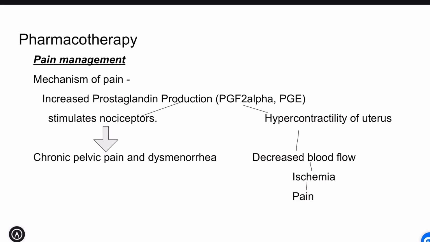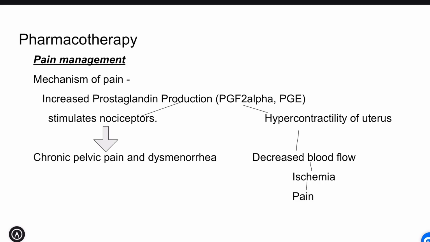Now let's dive into pharmacotherapy finally. Because I said that there is chronic pelvic pain and dysmenorrhea, these are extremely painful conditions. So pain management is very important. First of all, we have to look for pain management. But why does pain occur in endometriosis? It is because there is increased prostaglandin production. Why is prostaglandin production increased? Because the endometrial cells of the ectopic endometrial tissue secrete estrogen, and estrogen helps in stimulation of prostaglandins.